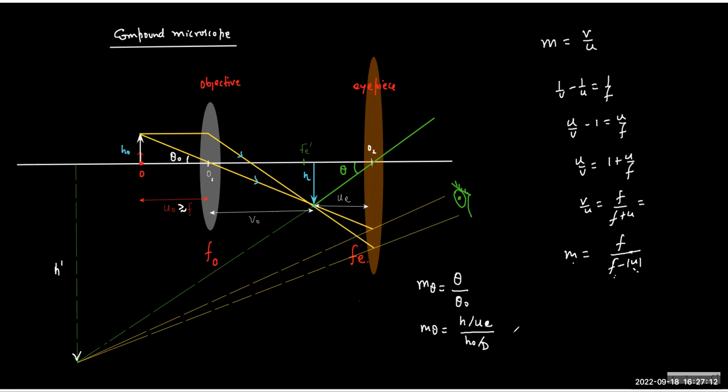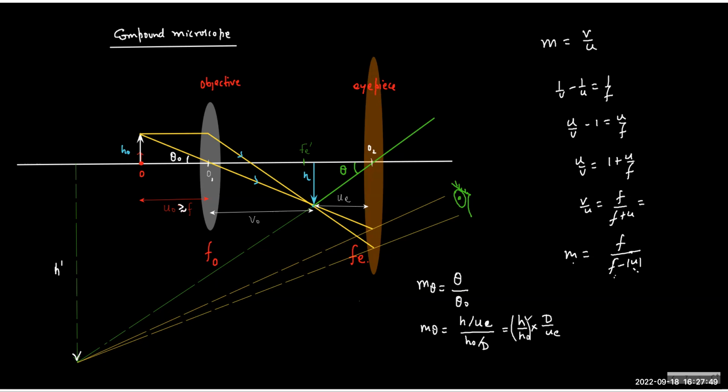So theta is h by u e, theta naught is h naught by D, which looks like h by h naught into D by u e. And if you look carefully, what is the first term representing? The linear magnification of the object. And that is the prime goal of the objective. The objective will achieve the linear magnification, and the eyepiece will do the same thing as the simple microscope was doing. It will try to achieve the angular magnification as much as possible.